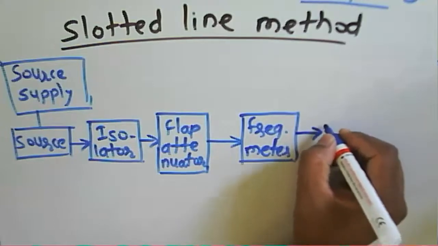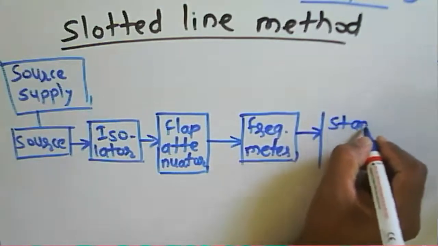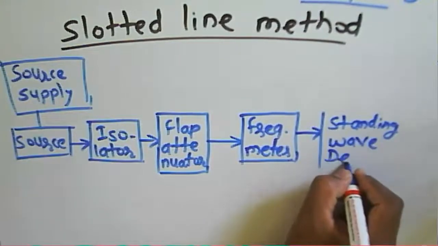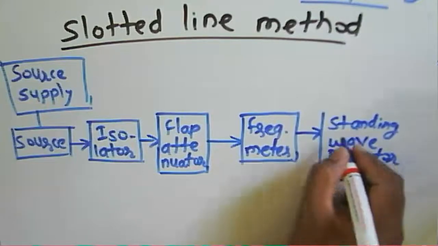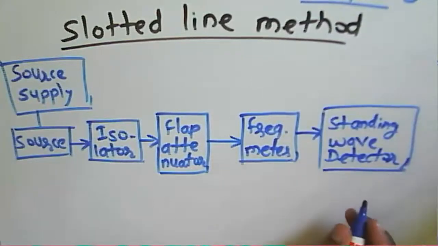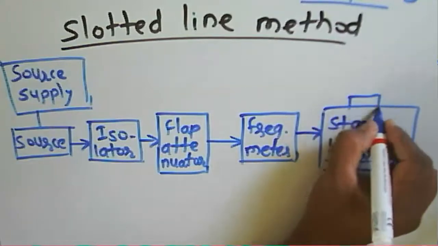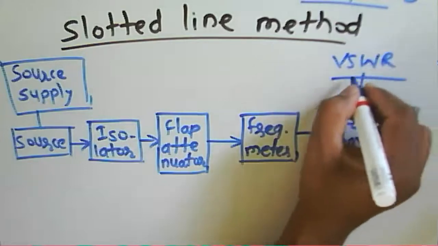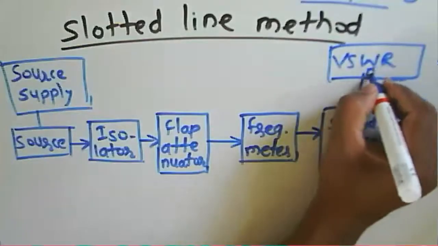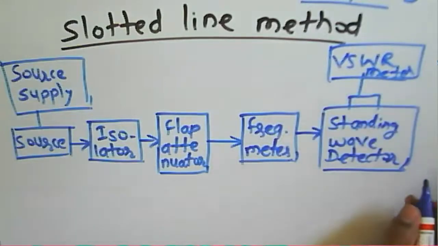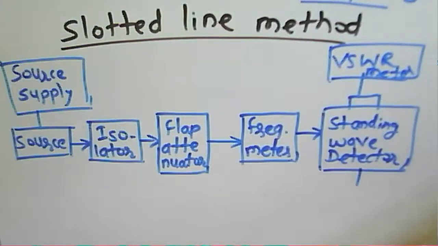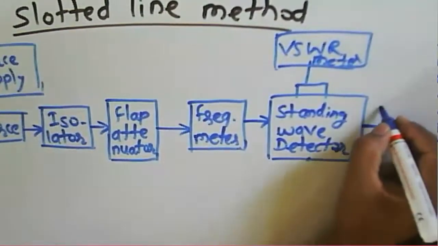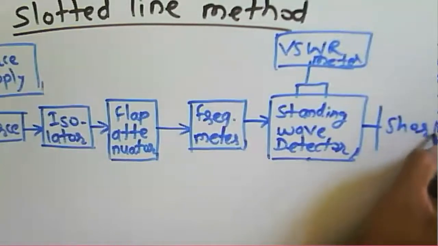And then a standing wave detector, that is SWD, standing wave detector. After that we consider the VSWR meter. And then we connect, on a tunable probe, and then we use a short.